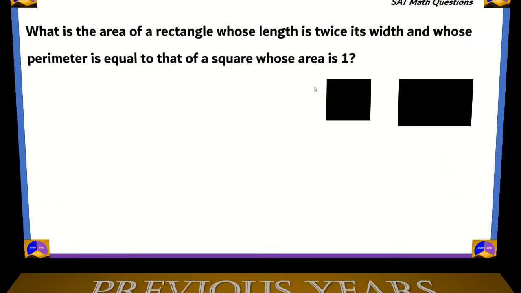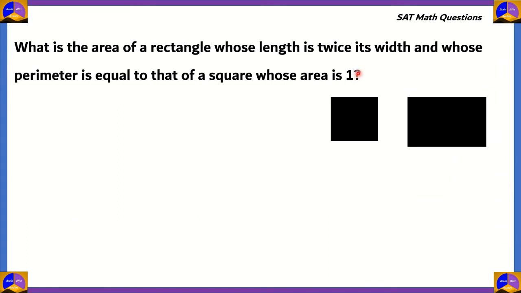Let's begin with our first question for mathematics. What is the area of a rectangle whose length is twice its width and whose perimeter is equal to that of a square whose area is 1? So, how do we solve this question? Well, first you have to draw a rectangle and a square like this, and we know that the length of the rectangle is twice its width.